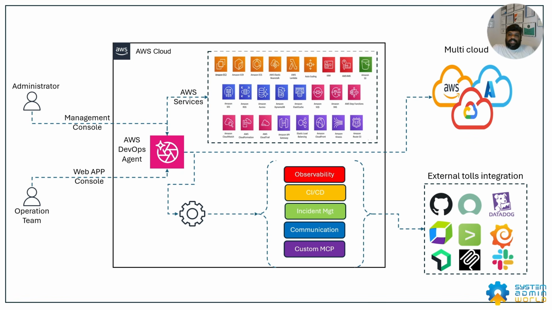For external tool integration, we can see observability platforms, CI/CD pipelines, incident management tools, and the workflows we can use here. Think of it as a central automation layer that connects monitoring, communication, and resolution processes into one unified experience. Okay, if you see the architecture diagram, there are two different consoles we discussed in the previous video. One is the administration console, and the second is the operational team console.